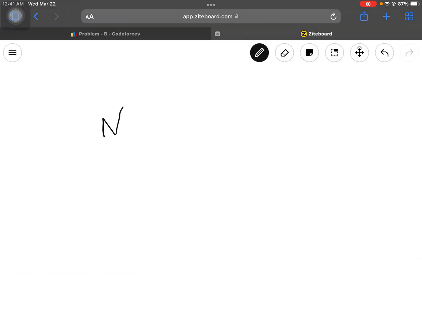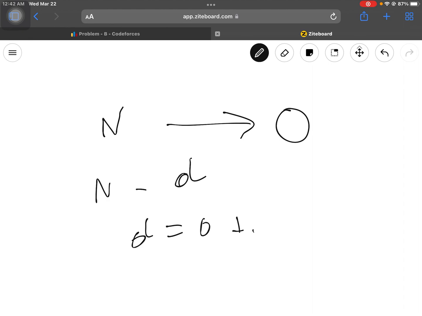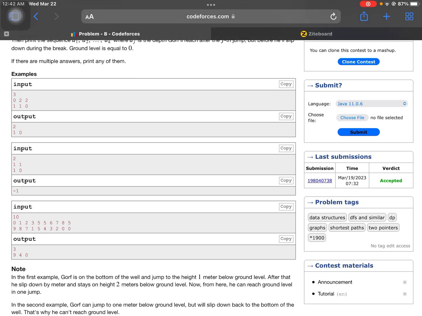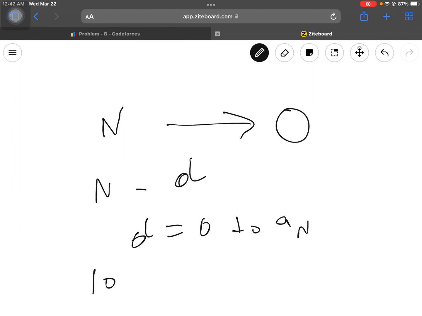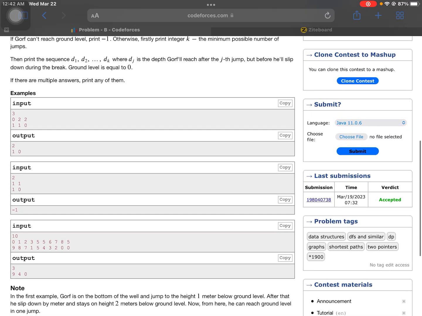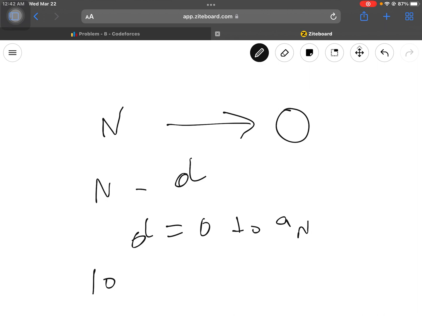They give us a number n, and the goal is to get n to 0 after some finite set of jumps. In one operation, we can choose to decrease n by d, where d is from 0 to a sub n. For instance, in this test case, n is 10, so d would be from 0 to a sub 10, which would be 5. The first set of numbers is the a array, the second is b. So you can choose any d from 0 to 5.